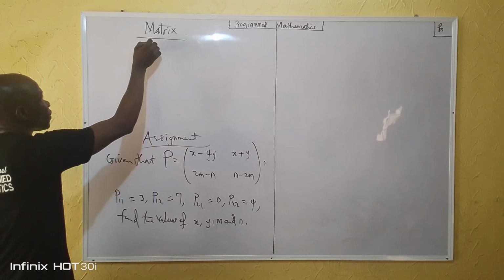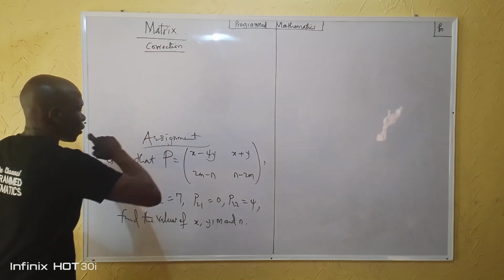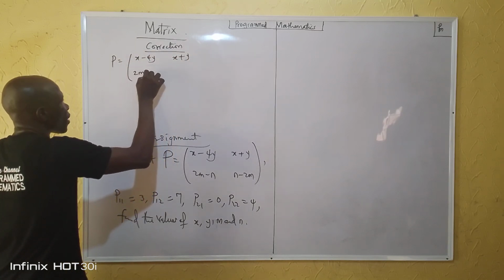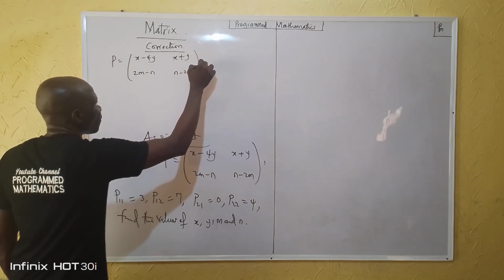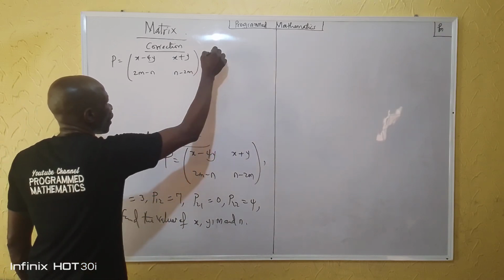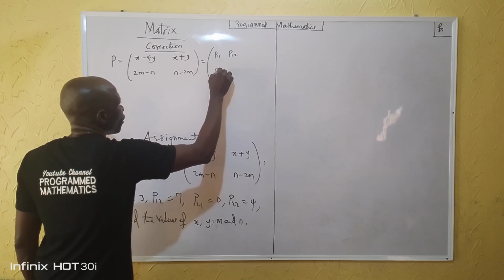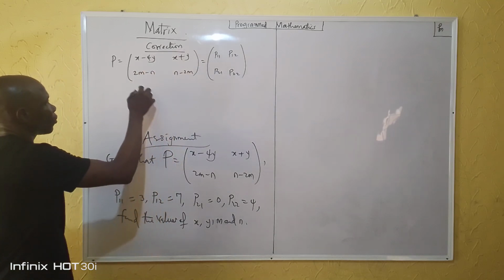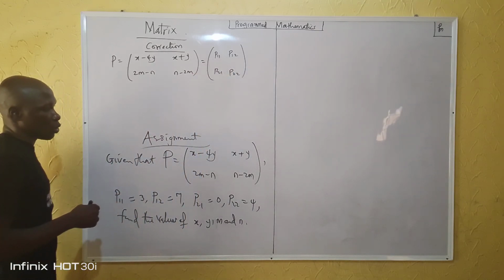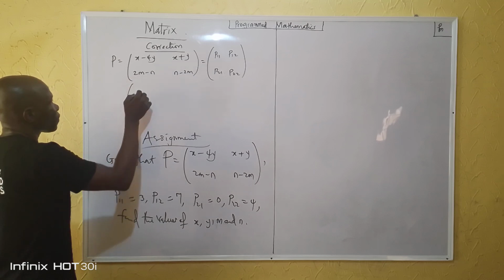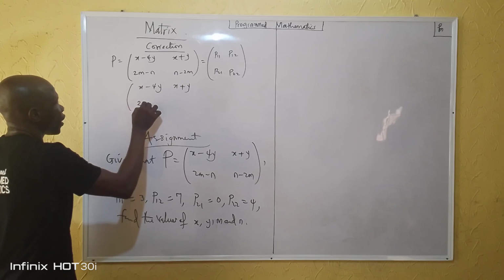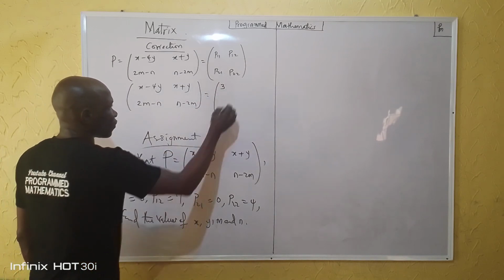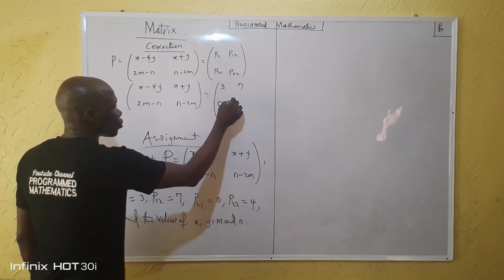So first, correction to the assignment. We have matrix P being equal to x minus 4y, x plus y, 2m minus n, minus 2m. Remember, this is the same as P11, P12, P21, and P22. So matrix P is a 2 by 2 matrix, having 2 rows and 2 columns. We are given these values already, so we can write this as x minus 4y, x plus y, 2m minus n, minus 2m equals, so P11 is 3, P12 is 7, P21 is 0, P22 is 4.